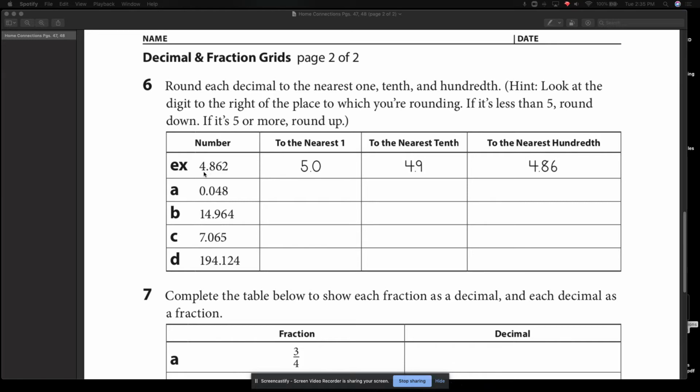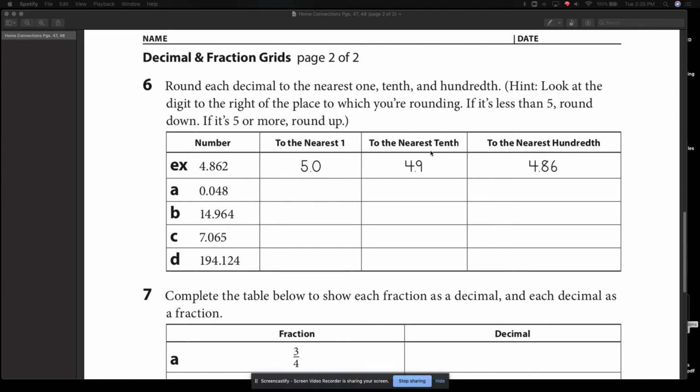The original number is 4 and 862 thousandths. To the nearest 1, we're going to look at the 4. Then we look at the number to the right of the 4 to see what we're going to round to. The 6 and the 2 right now we don't need to worry about. So we're looking at the 8. Is 8 greater than 5? It is. So the 4 would jump up to a 5. And then the rest of the numbers just go away or change to 0. So rounding to the nearest 1 is nice because you just round the first number, and then the rest of the numbers go to 0.